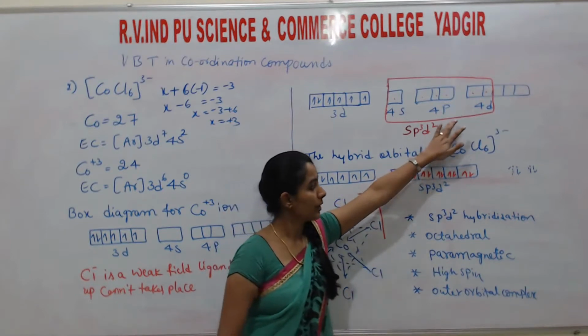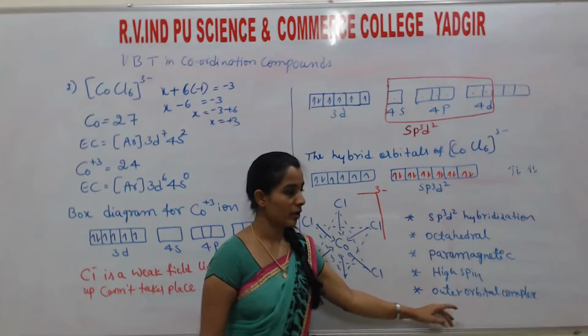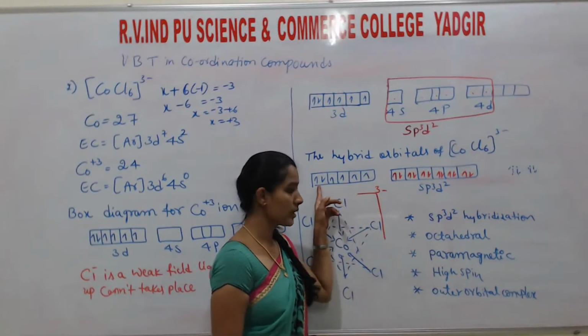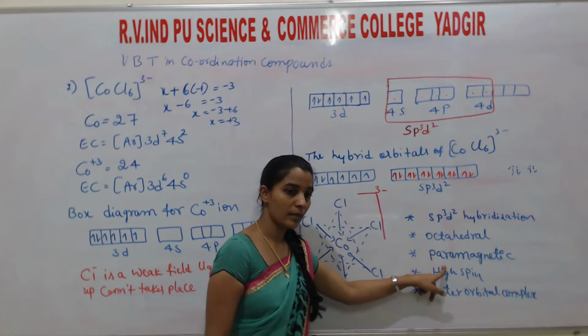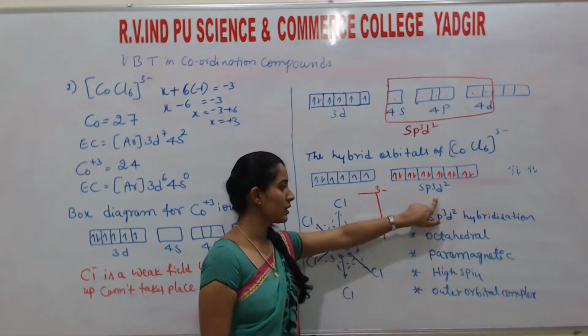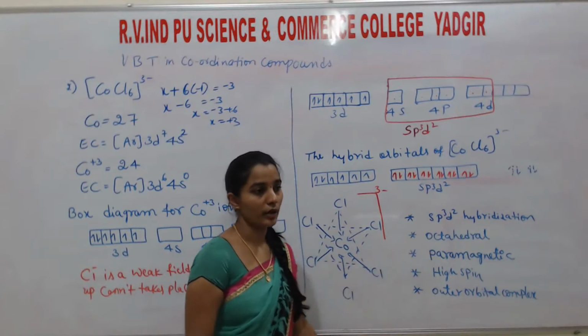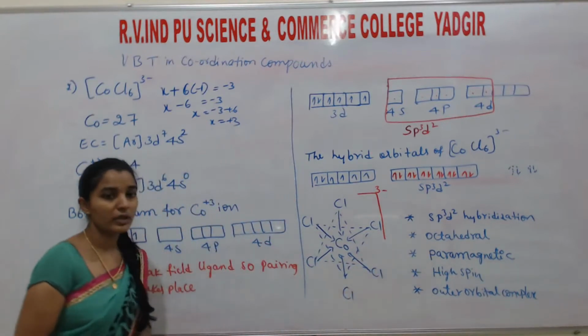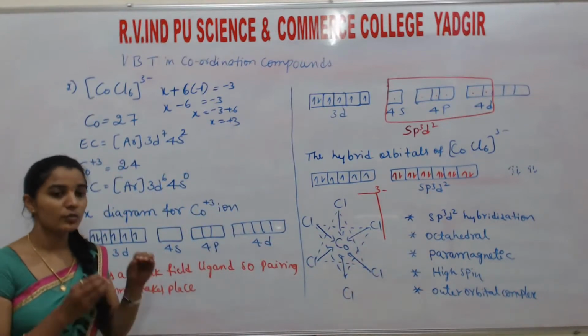So here 4d orbital involved means that it is an outer orbital complex. Singly filled electrons are there. That's why it is paramagnetic and also it is high spin. Its hybridization is sp3d2 and the structure is octahedral. Okay. So these two are very important, students. In today's class, you practice this.